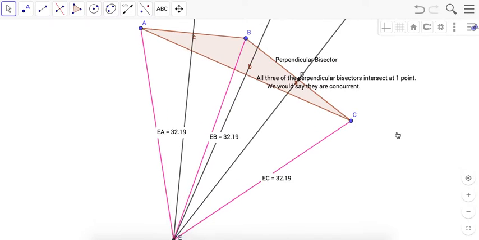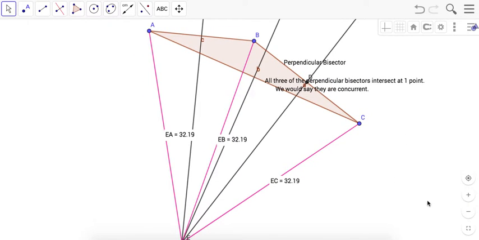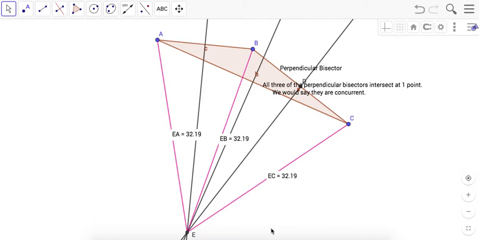Awesome, huh? So that's the whole gist of this section: looking at the perpendicular bisectors and this point of concurrency, and that point of concurrency is the same distance from each vertex of the triangle. Okay, the end.